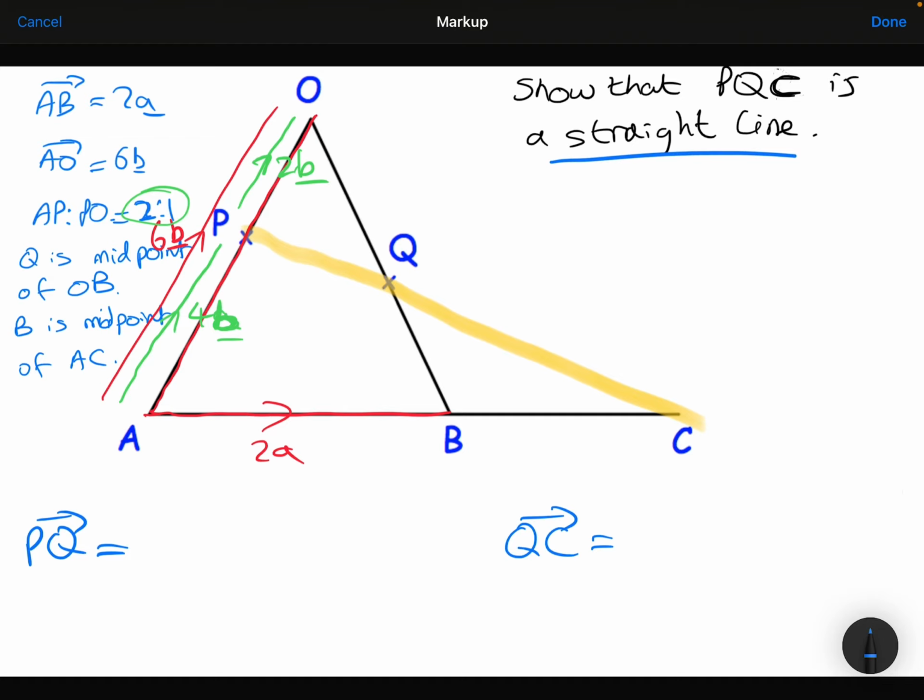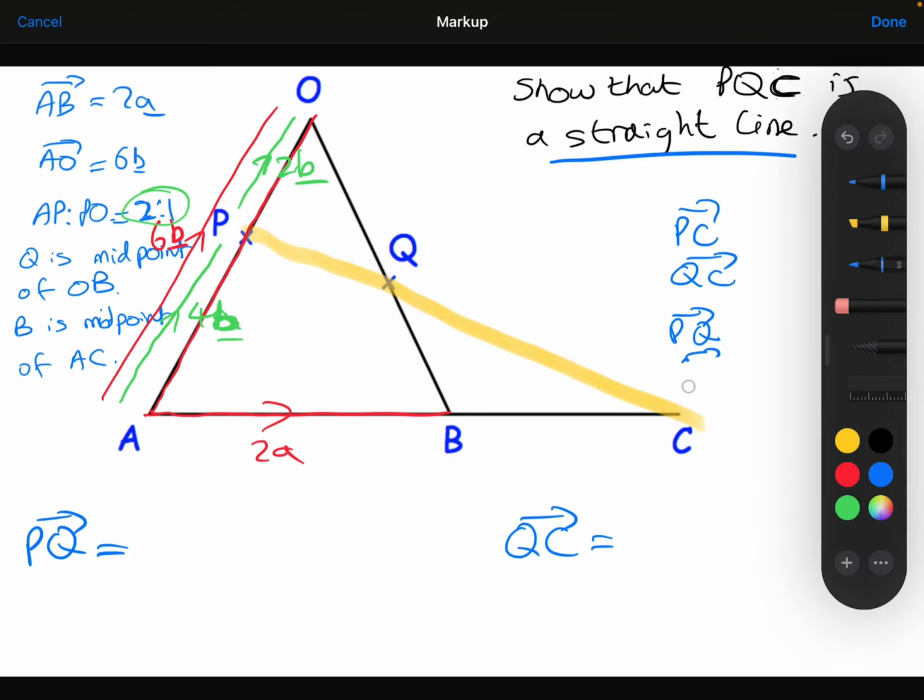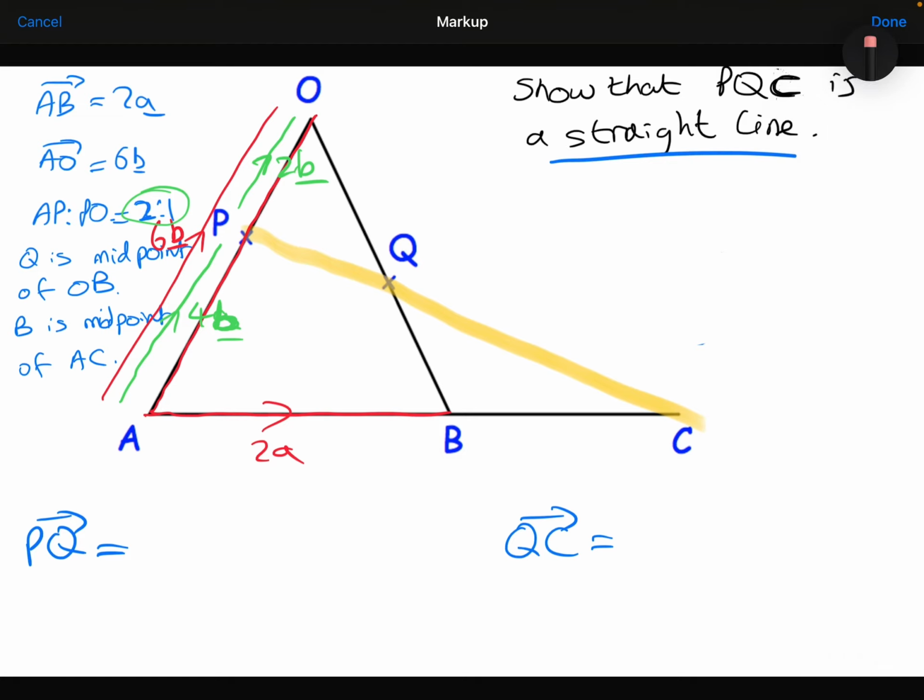It doesn't have to be. You could decide if you wish to do PC and QC. Show that they're parallel because they've got the common point Q. That would work. Or you might decide to do PQ and PC. Again, those are 2 vectors that are on the line with a common point. So there are different combinations that you can pick. And depending on the question, sometimes one combination will be easier than another combination. Anyway, I'm going to do PQ and QC.